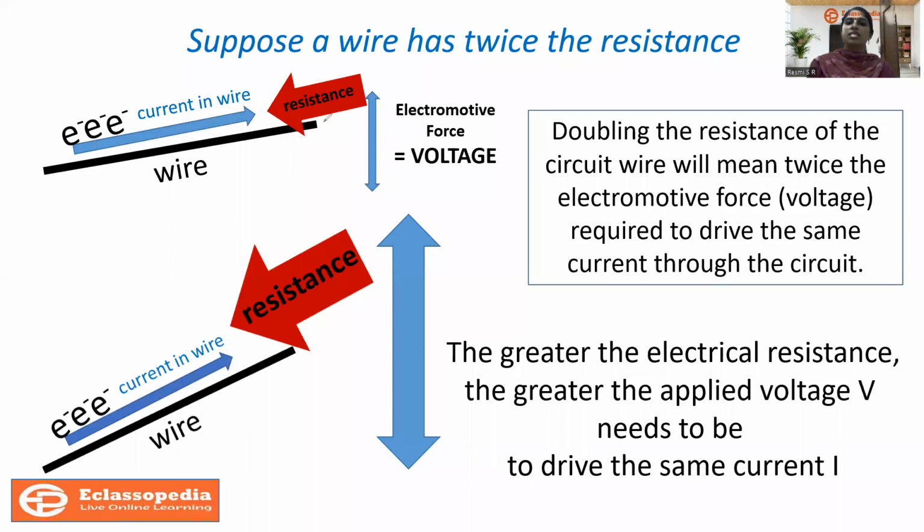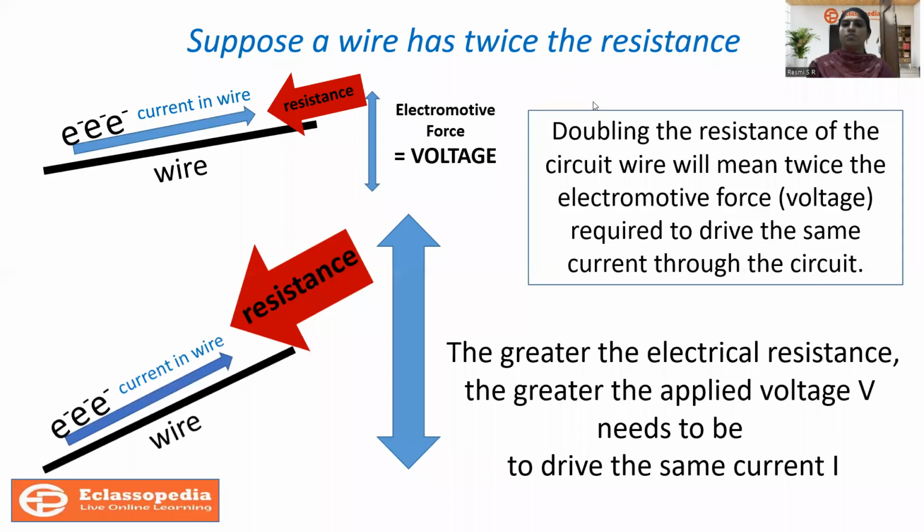If resistance decreases, the voltage applied also decreases, and if resistance increases, the voltage to be applied also increases. So the greater the electrical resistance value, the greater the voltage to be applied to drive the same current. Okay, so that is the relationship between the voltage, current and the resistance.